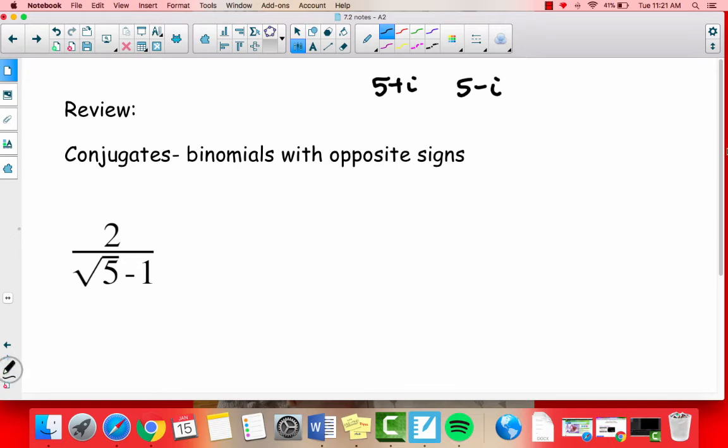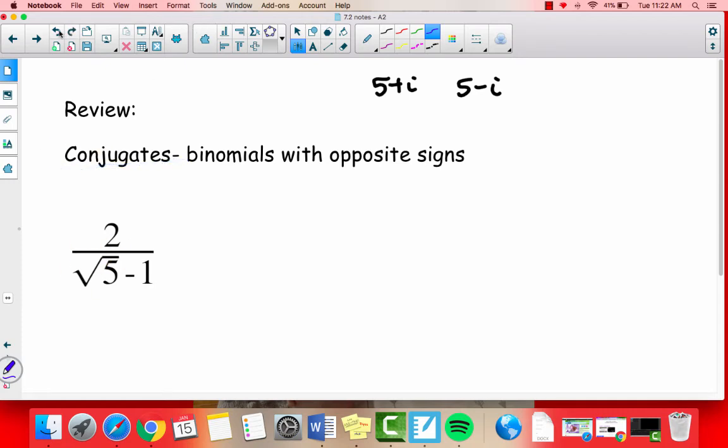Remember from the earlier video, we said we cannot have radicals in the denominator. Well, here we have 2 over root 5 minus 1. We can't leave it as is because we've got the radical in the denominator. That's not easily simplified. So we're going to use conjugates in order to get rid of the radical underneath.